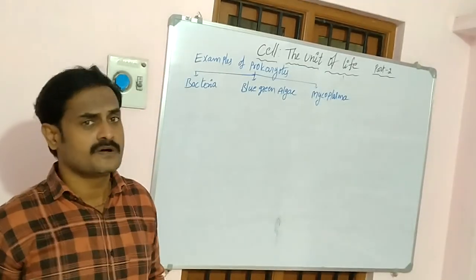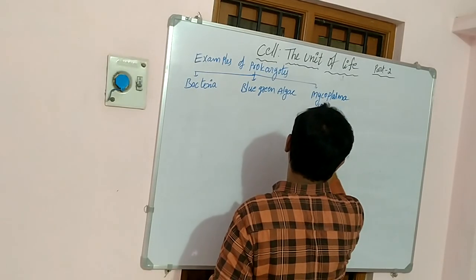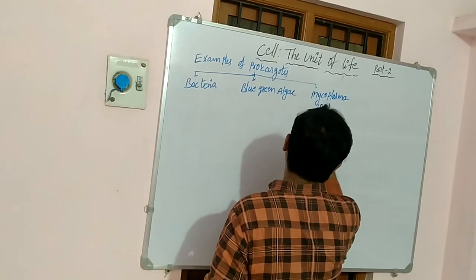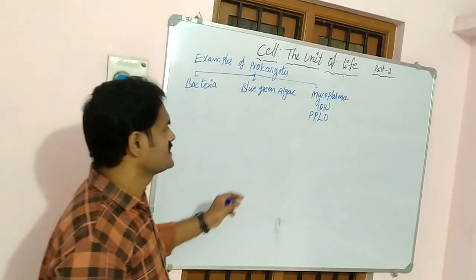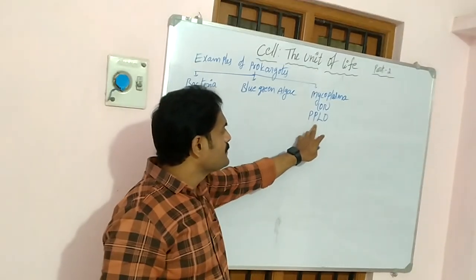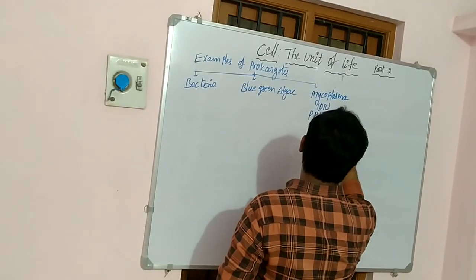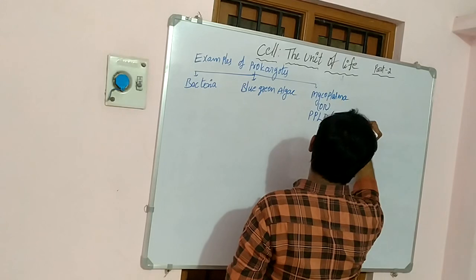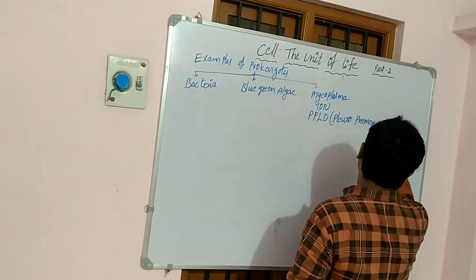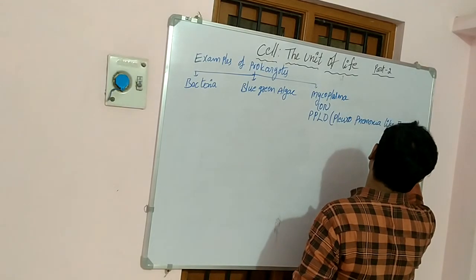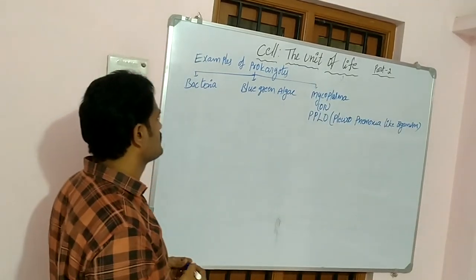The mycoplasma also has another name, which is PPLO. PPLO organism means pleuropneumonia-like organism. So both are the same, mycoplasma.